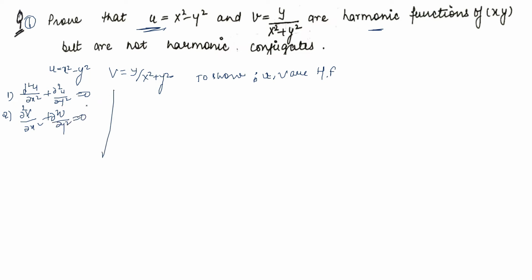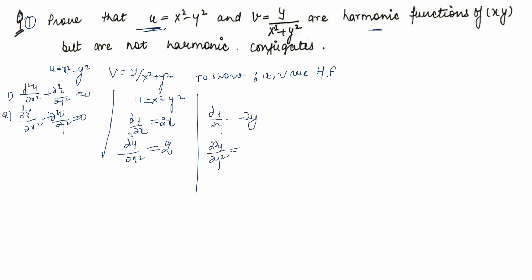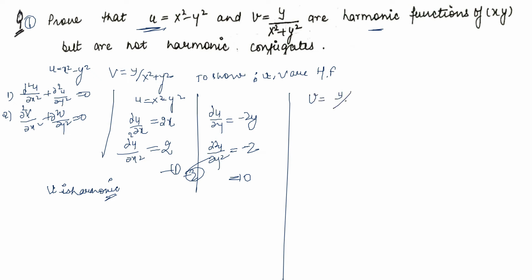Okay, so I am differentiating first with respect to x. u is equal to x square minus y square, so del u upon del x is equal to 2x, and del 2u upon del x square is equal to 2. Similarly, del u upon del y is equal to minus 2y, and del 2u upon del y square is equal to minus 2. Now adding 1 and 2, we get 0. So u is harmonic. I hope this is clear, how I have shown that u is harmonic. Now we have to move to the other part. v is equal to y upon x square plus y square. We have to show that v is also harmonic.